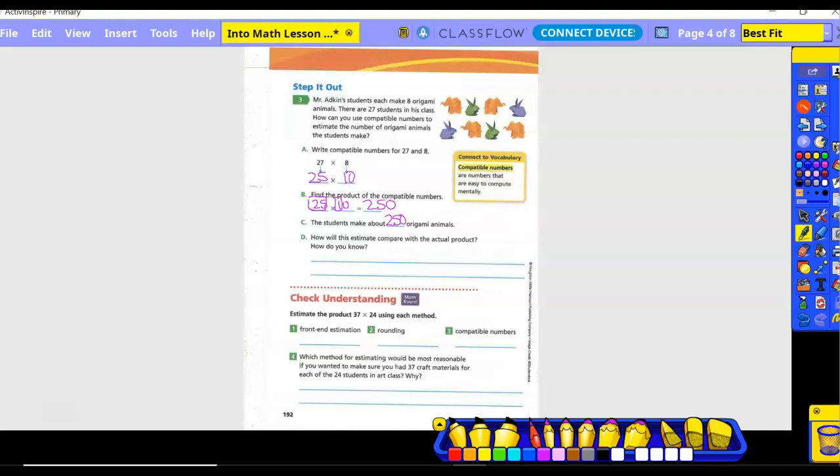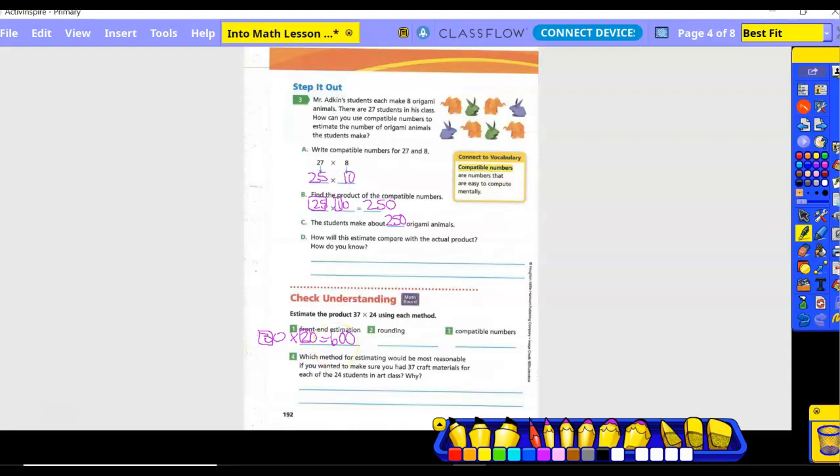Check understanding. Estimate the product of 37 times 24 using each method. Okay, so front end estimation is you just use the highest place value, right? And that's the only thing you do. Do you change any of the other numbers? No, just the front. So 37 would be what? 30, times what's in our 10 spot. And our next one, 20, right? Or 2. So 3 times 2 is 6, and add 2 zeros.